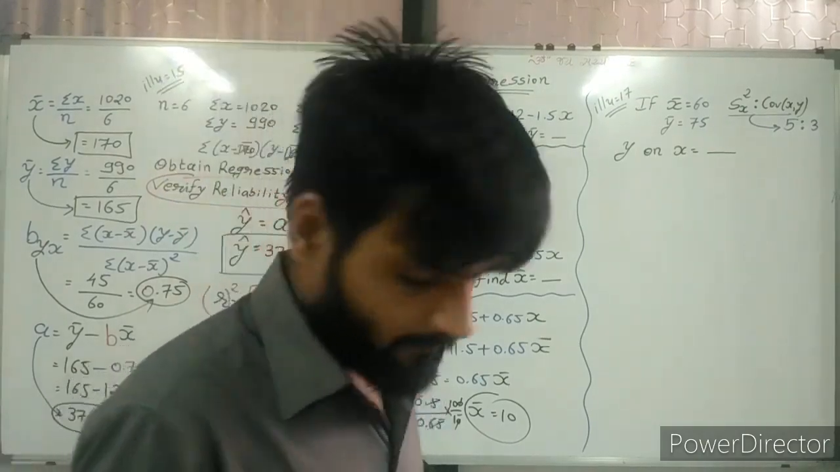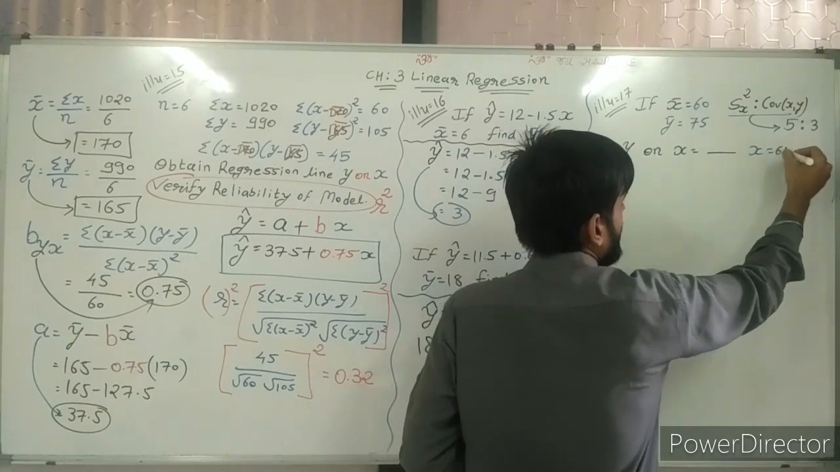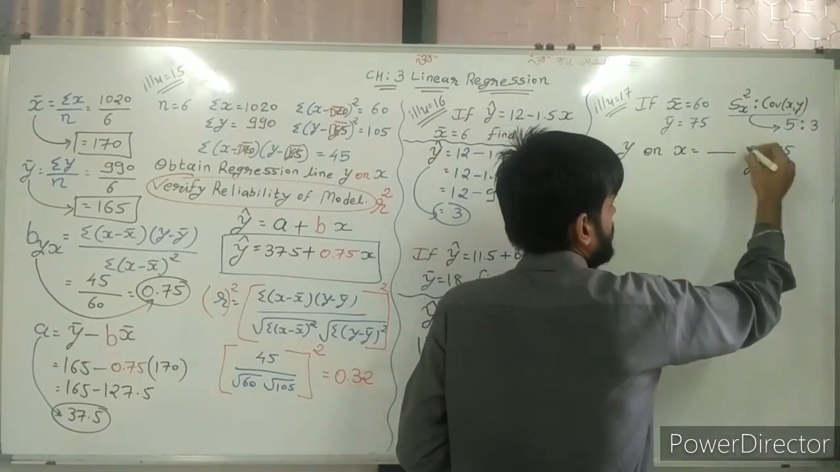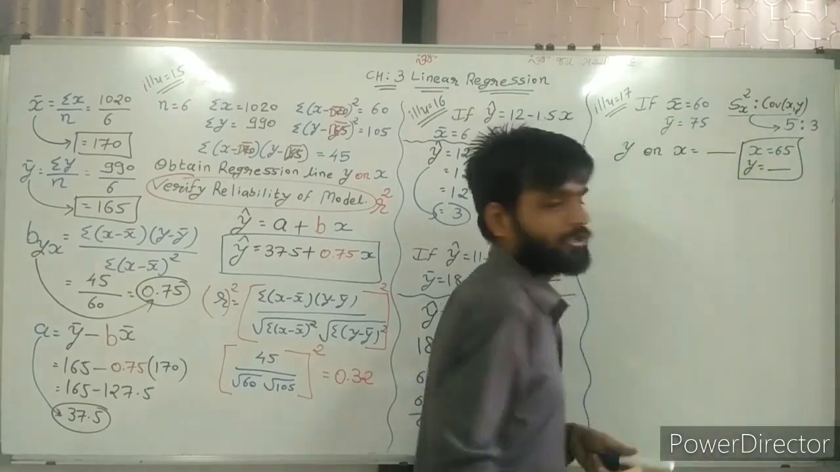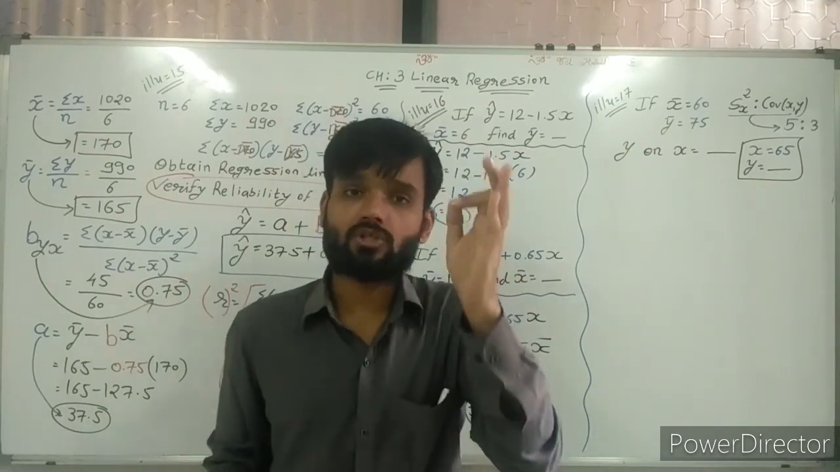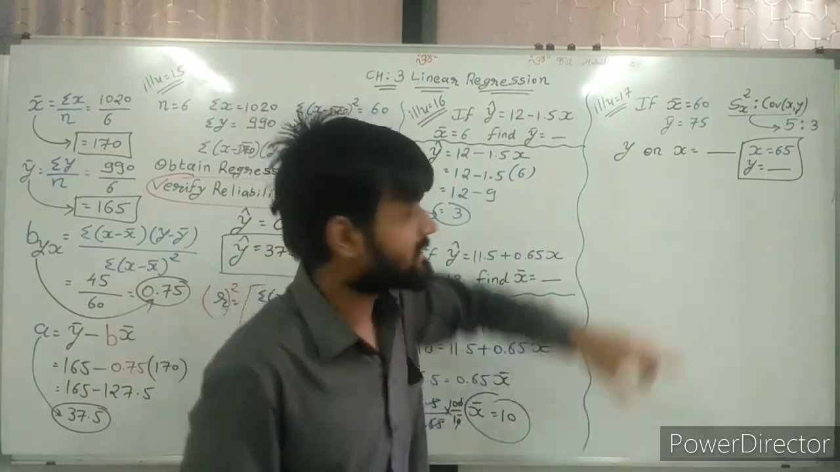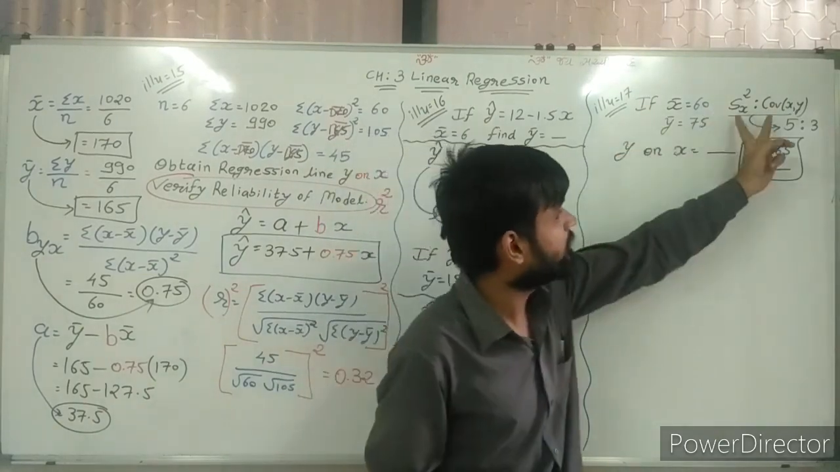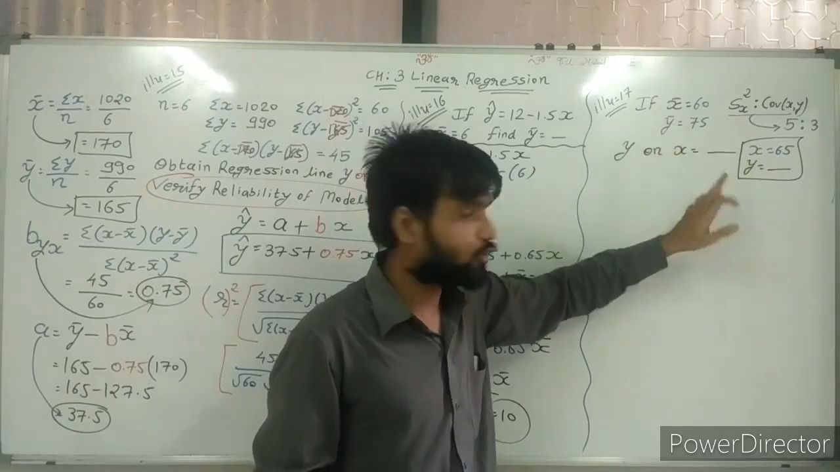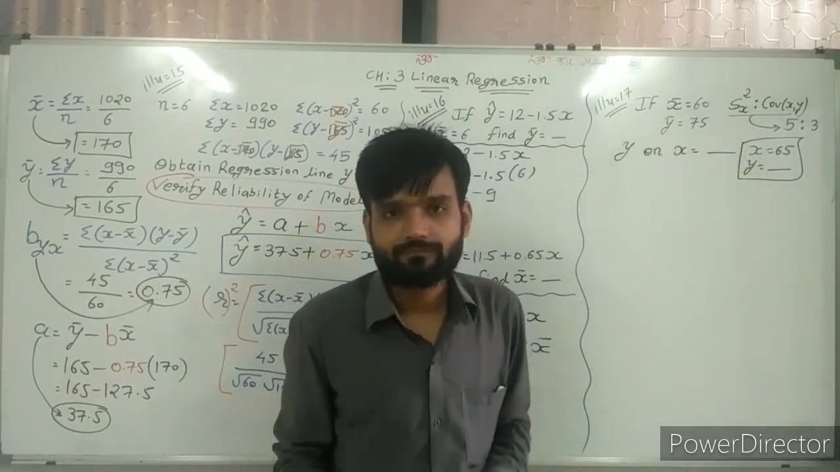So estimate y for x equal to 65. So whenever x is equal to 65, find y is equal to what? That is my question. In illustration number 17, the second question is given. On that basis, I have written x bar, y bar, and the ratio is 5:3. Y on x we need to find. If x is equal to 65, find y.